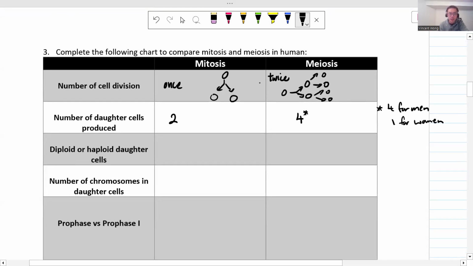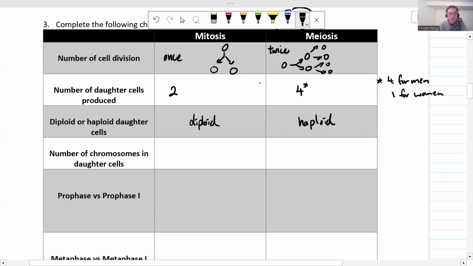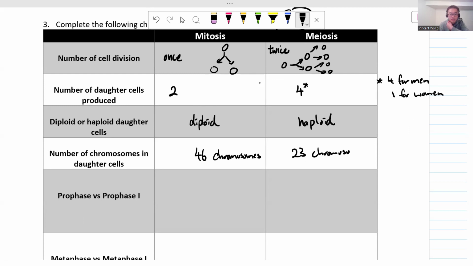How about the daughter cells? Are the daughter cells diploid or haploid? Diploid means full set, haploid means 1 set. For mitosis? Diploid, yeah. And haploid for meiosis. We're talking about humans here. So the number of chromosomes in daughter cells are 46. And only 23 in meiosis.